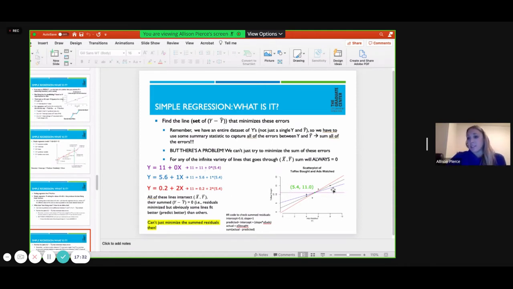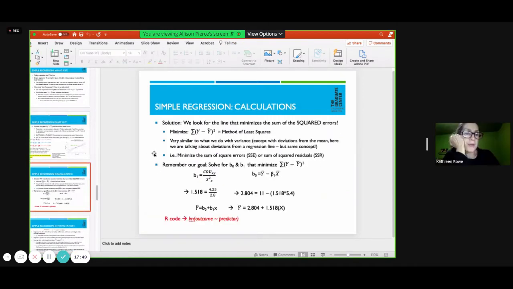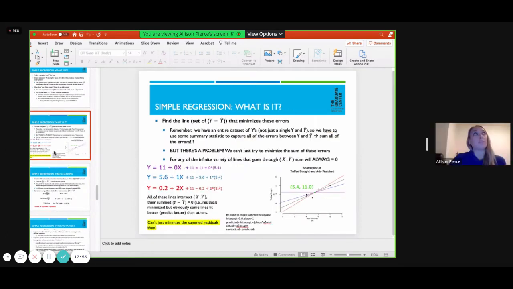And clearly you can see some of these lines fit better than others, right? This purple line is horrible. It's not fitting the data at all, but just summing the residuals will give you a sum of 0 because it's intersecting the mean. So what is our solution to this? Can't you do absolute value somewhere? We could do absolute values. Yeah, that may work, but what do we usually do when this is a problem with sums of squares?